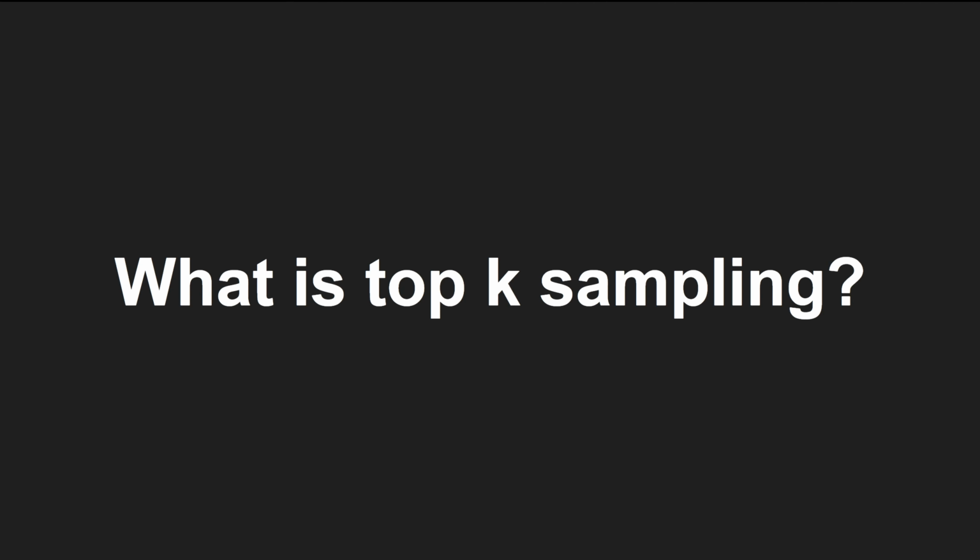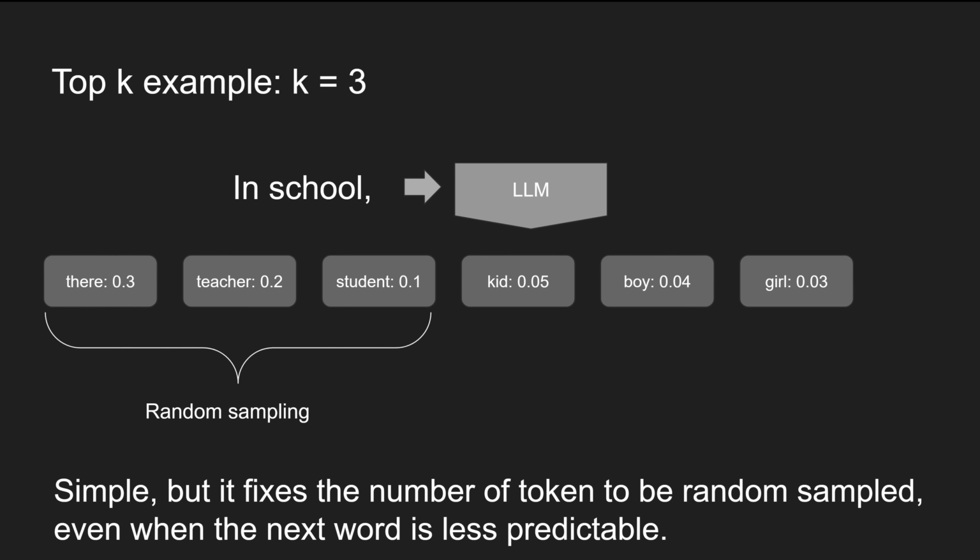Okay, now you're an expert on top P random sampling, and there is an even simpler random sampling logic called top K. Top K is just filtering the top K words by probability and randomly sampling from there. The big difference with top P is that even when next word candidate probabilities are more or less the same, while top P generates very random words, top K will only randomize among K candidates.